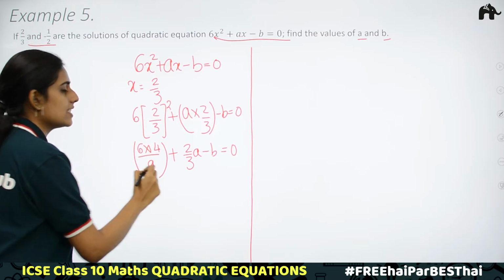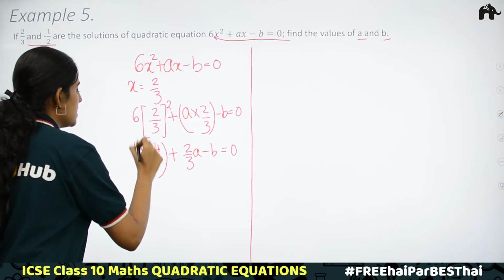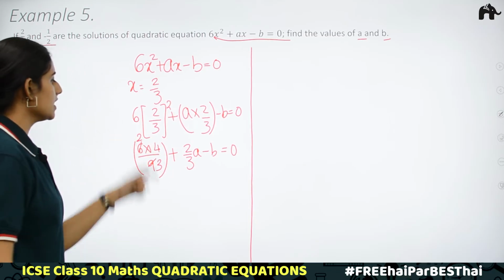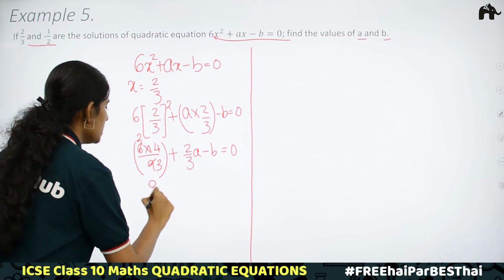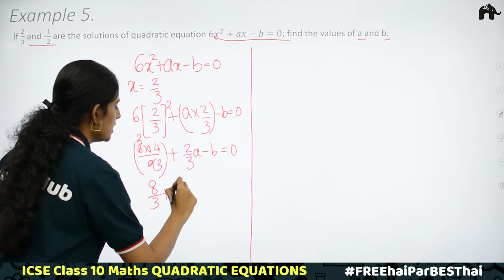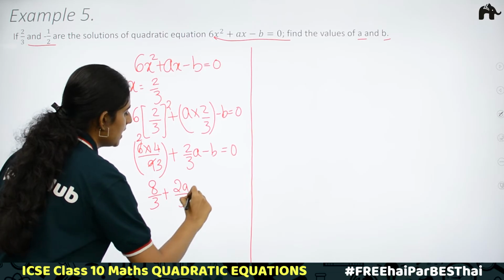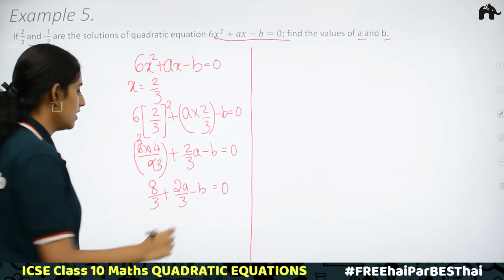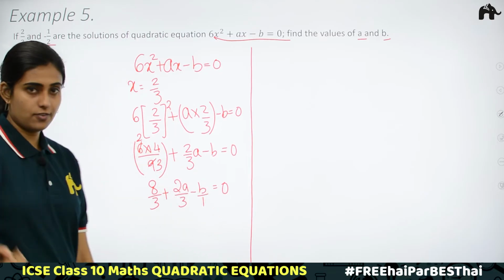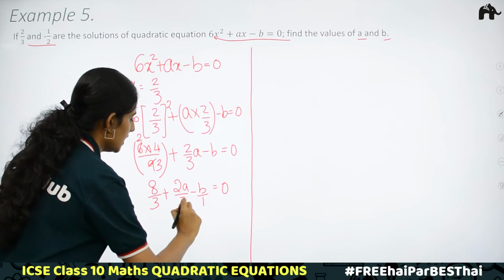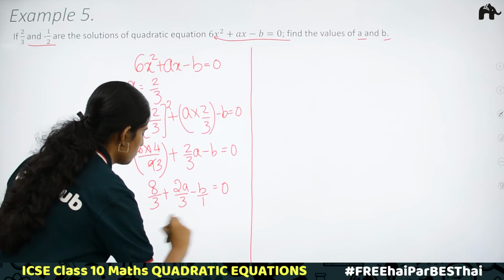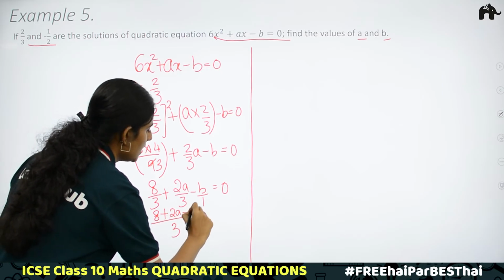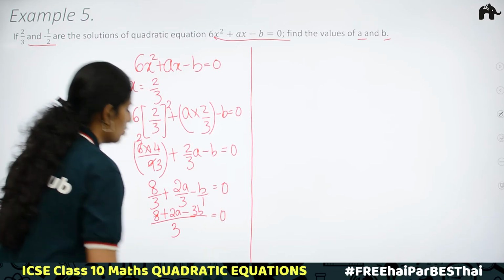We can cancel 6 and 9. 3 2s are 6, 3 3s are 9. That is, in the numerator, you will be having 8. 8 by 3 plus 2a by 3 minus b is equal to 0. Let us take the LCM. Here, denominator is 1. 3 and 1. The LCM will be 3. The numerator 8 plus 2a minus 3b is equal to 0.